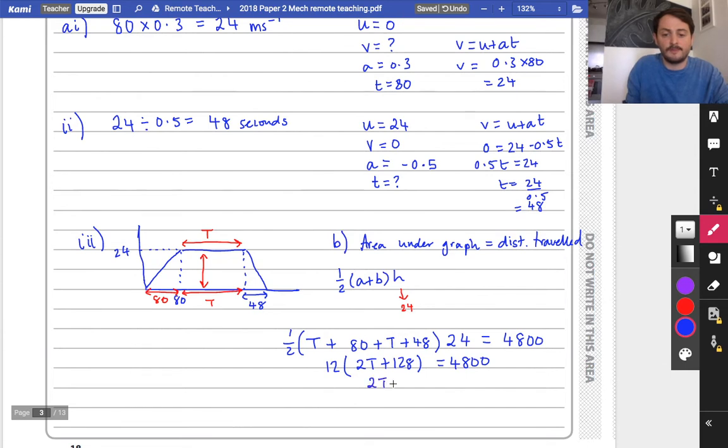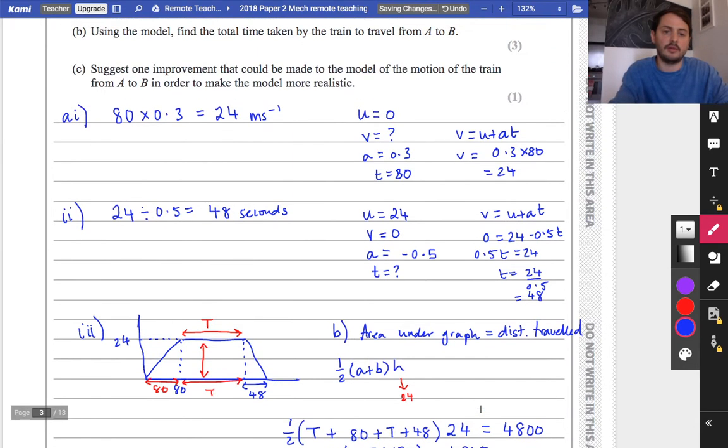Now again, you could expand this, but I just think it's going to be quicker to divide both sides by 12. So we get 2t plus 128 equals 4,800 divided by 12, which is 400, just checking everything to be super careful on my calculator. And then I'm going to solve the equation for t by subtracting 128, and then dividing by 2. So we get that t is equal to 136.